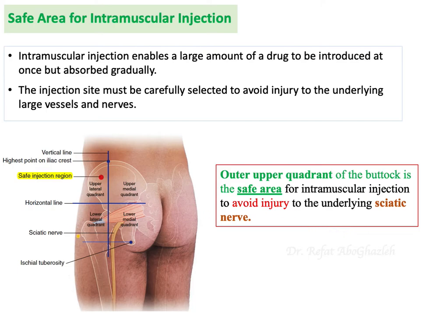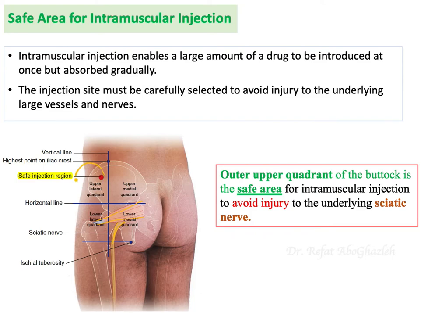Now we discuss the relation of the piriformis muscle and the location of the sciatic nerve in relation to it. It's important to know where the safe area is to give an intramuscular injection. So this is the buttock, the left, for example, or the right. You divide it into 4 quadrants. Why? In order to get away from the sciatic nerve.